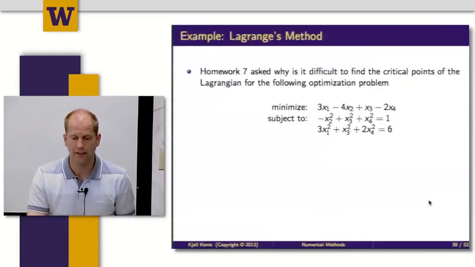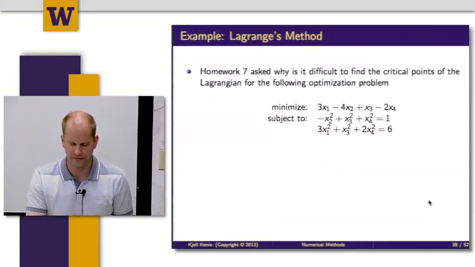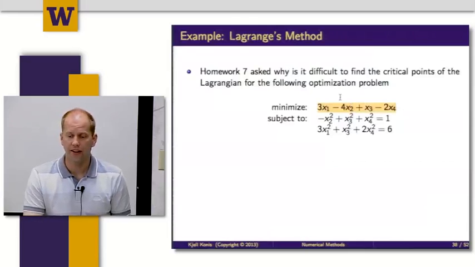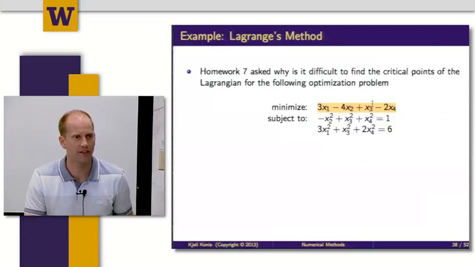So this one actually builds on one of the questions you just did for homework. So homework 7, we asked why was it difficult to find the critical points of the Lagrangian for this optimization problem. And so what made this one tricky is now the objective function is linear. So it's just coefficient times x1, coefficient times x2, coefficient times x3, coefficient times x4. But the constraints are quadratic.